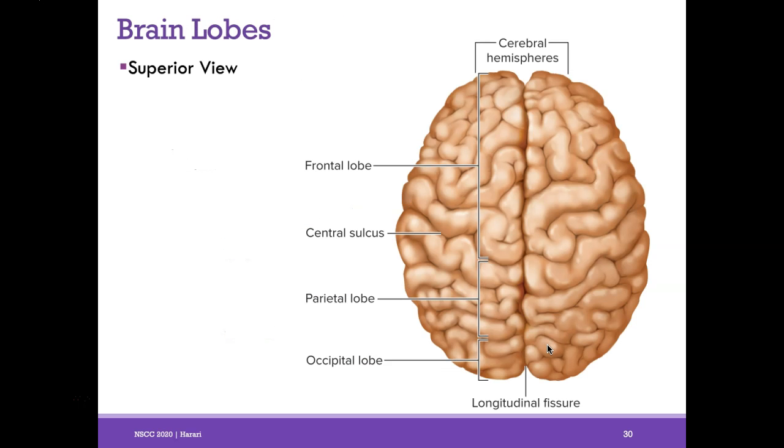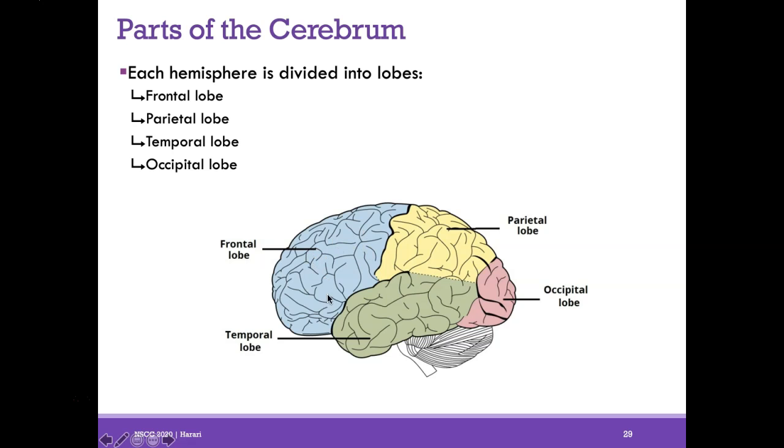So from a superior view, we can see the longitudinal fissure here. So these are the two hemispheres. We have the left hemisphere and the right hemisphere. And the frontal lobe is the most rostral part. So we have the frontal lobe. I'm going to go back so you see it over here. Here's the frontal lobe. Right caudal to the frontal lobe, you have the parietal lobe. This is the most upper part of the brain.